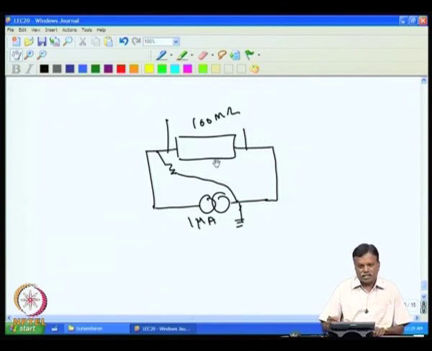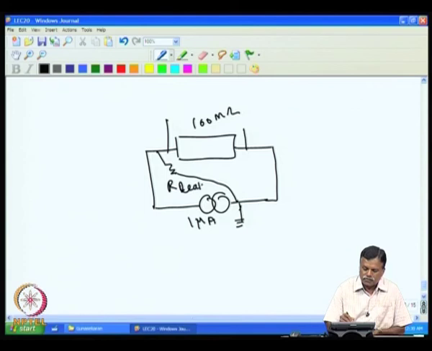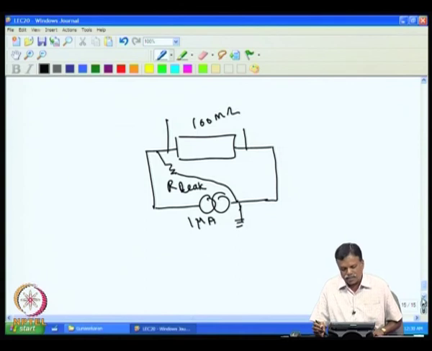So, the leakage resistance makes the current through the sample not equal to the set current of the current source because of this leakage resistance. So, we call it R leakage. Because of the leakage current in the R leakage, the current flowing through this is not the set current. That means the voltage measured is not going to be accurate.